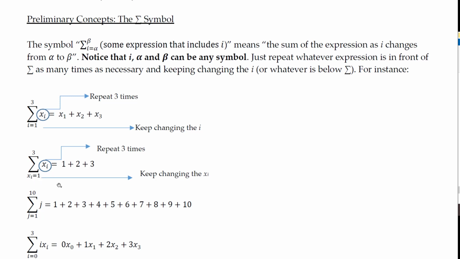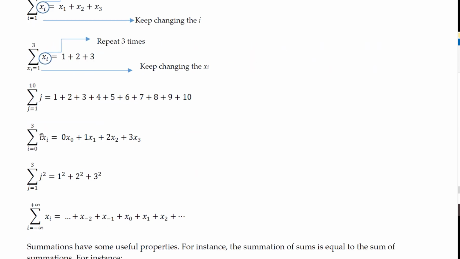It can be any symbol. It doesn't have to be the lowercase i. For instance, consider this case where we have the lowercase j. j is changing from 1 to 10, and the expression is just j itself. So I'm going to keep changing the j from 1 to 10. Notice that the symbol here can be in different places in the expression.